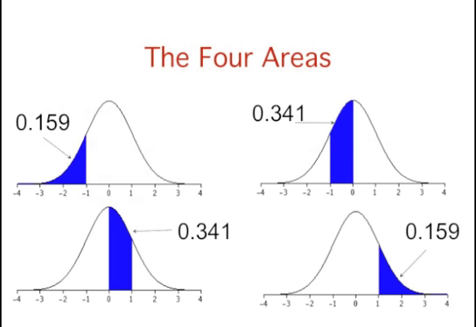From the normal distribution calculator, we can compute that 0.159 of the distribution is below a standard score of -1, and 0.341 is between -1 and 0. Since the distribution is symmetric, 0.341 of the scores are between 0 and 1, and 0.159 of the scores are above 1. These are the proportions expected if the distribution is normal.